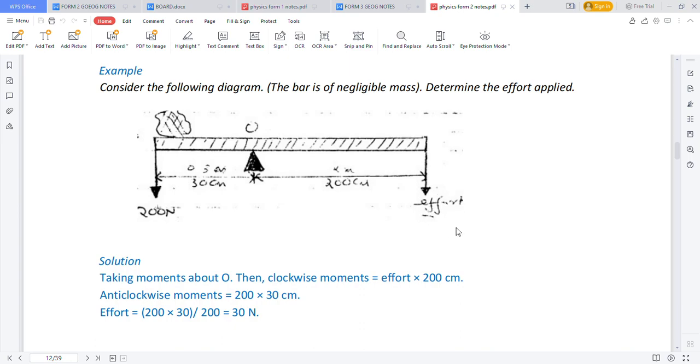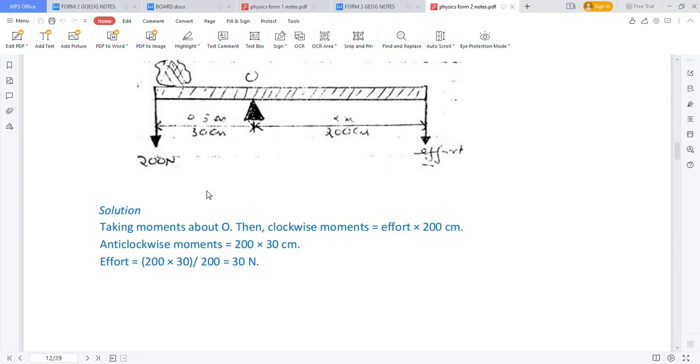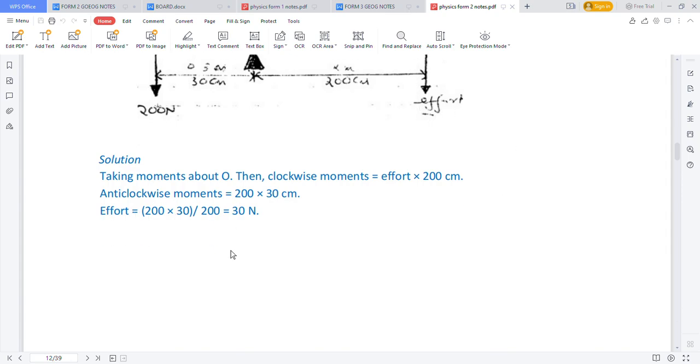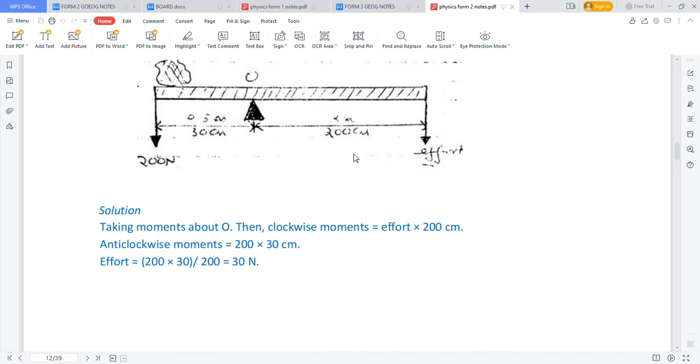So how do you calculate the effort? Here you are given distances of 200 centimeters and 30 centimeters. What are we going to do? We say the sum of the anti-clockwise moments is equal to the sum of the clockwise moments. So you're going to have 20 newtons times 30 is equal to 200 centimeters times effort here. So the clockwise moment is going to be effort times 200.